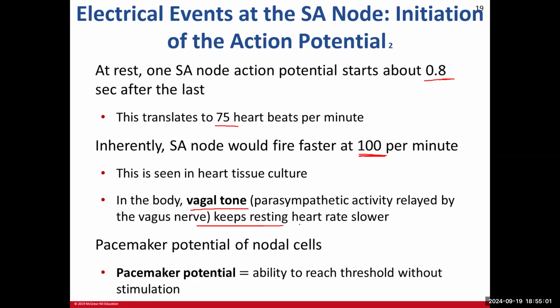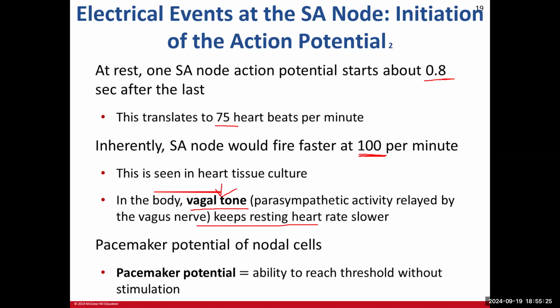This is essential. So during a transplant operation, when they disconnect the actual heart from the nerve, it will start to beat fast, much faster than what it normally would beat. And so the vagal tone here is very important, so we're not burning through energy.